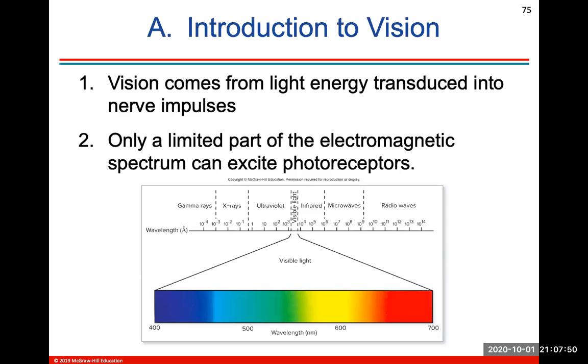So light comes in through your eye and it's transduced into nerve impulses on the retina, the nervous layer of the eye. Only a limited part of the electromagnetic spectrum can excite the photoreceptors. So that is why these are the colors that we see in visible light.